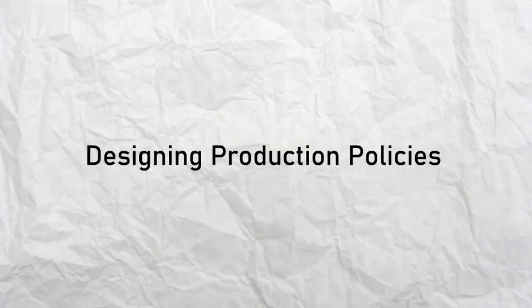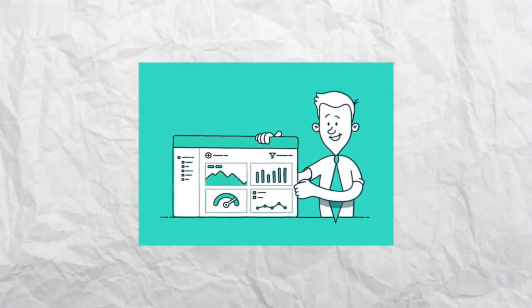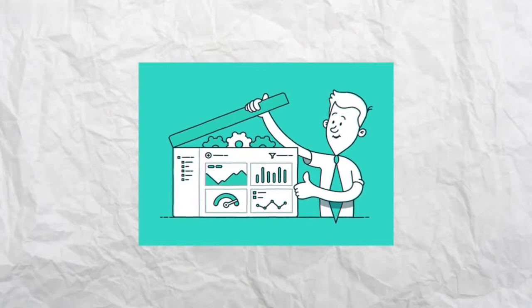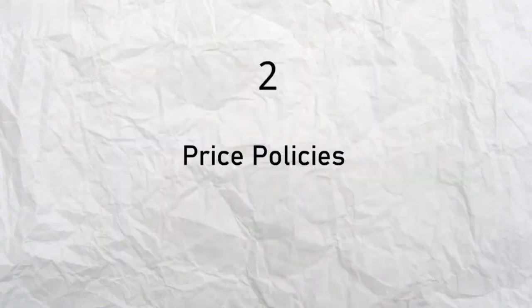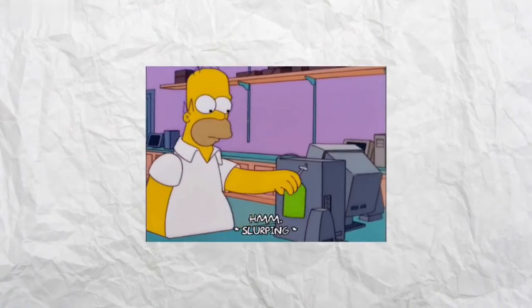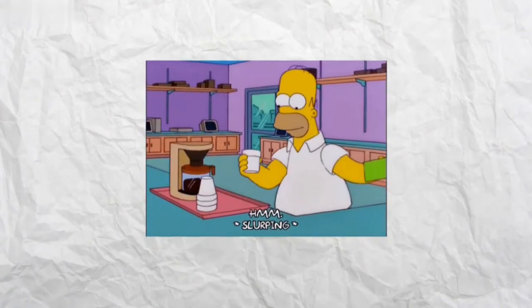Number 1. Designing production policies. One of the most important things is to decide what product or service is to be created. Consumer behavior gives an insight to the needs, preferences, likes and dislikes of a consumer, which helps in designing the best product or service to cater the needs of the consumer. Number 2. Price policies. At the time of production, the price of the product or service is to be decided.